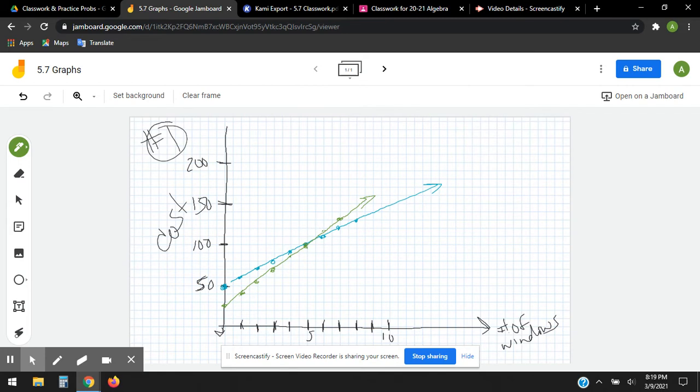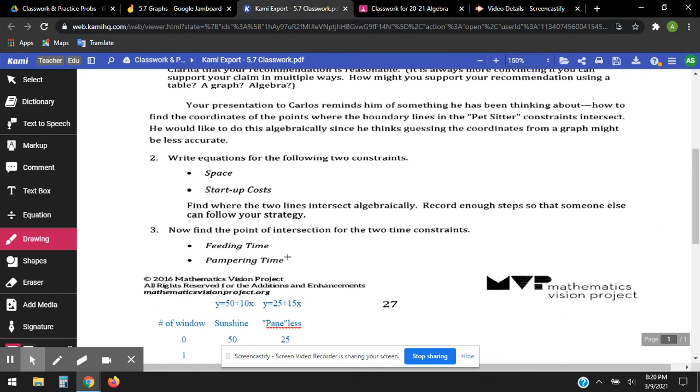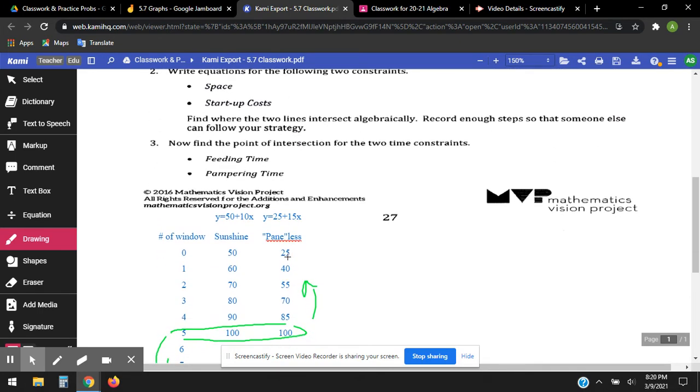Again, this shows that if we want less than 5 windows, we need to do Painless. If we are going to do more than 5, then Sunshine is cheaper. It just confirms what we figured out before. So now we've done table, we've done graph, and algebra. What does algebra look like?